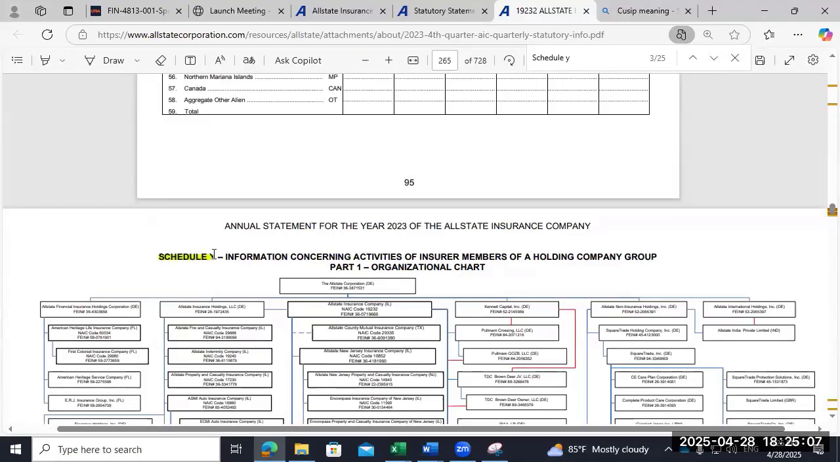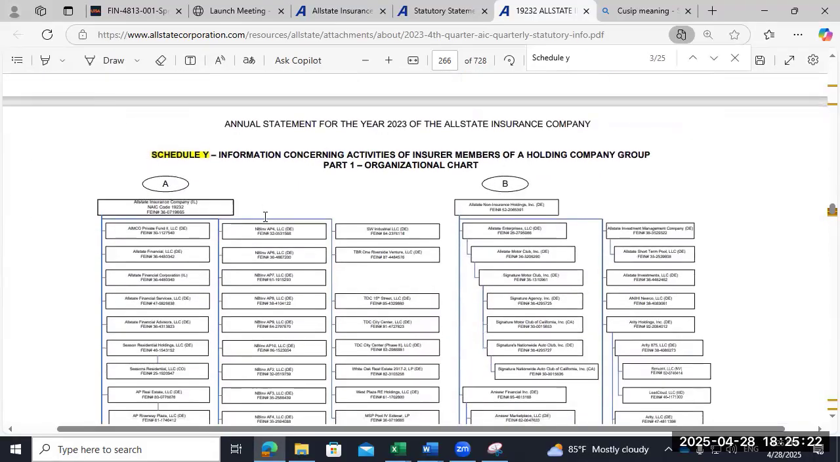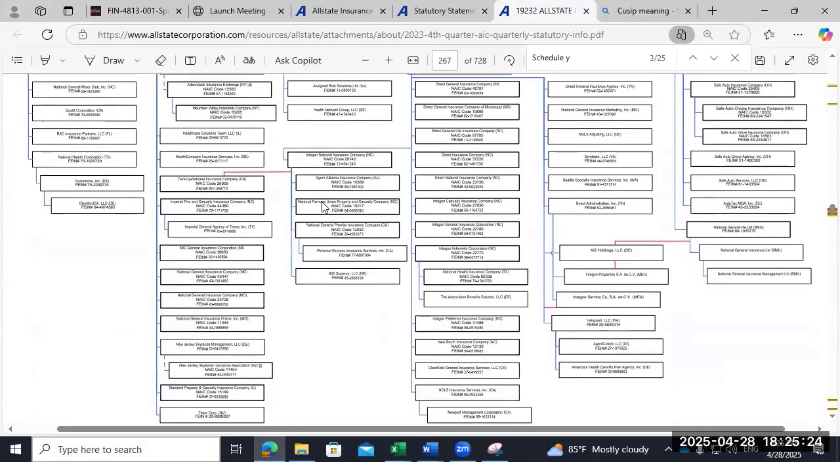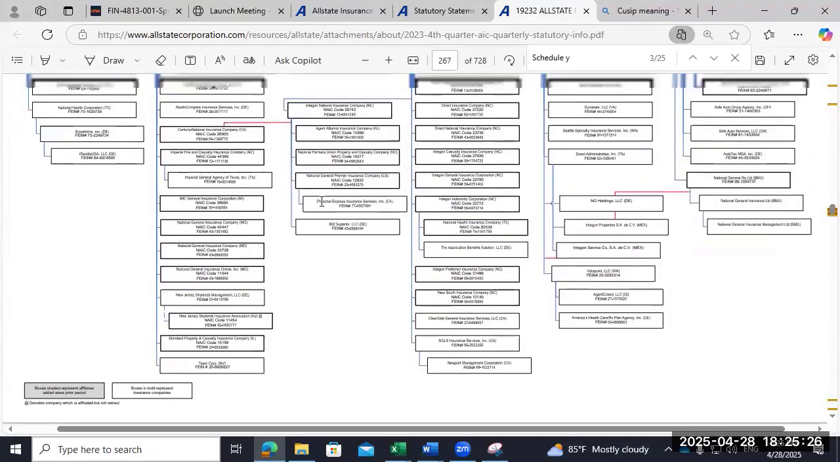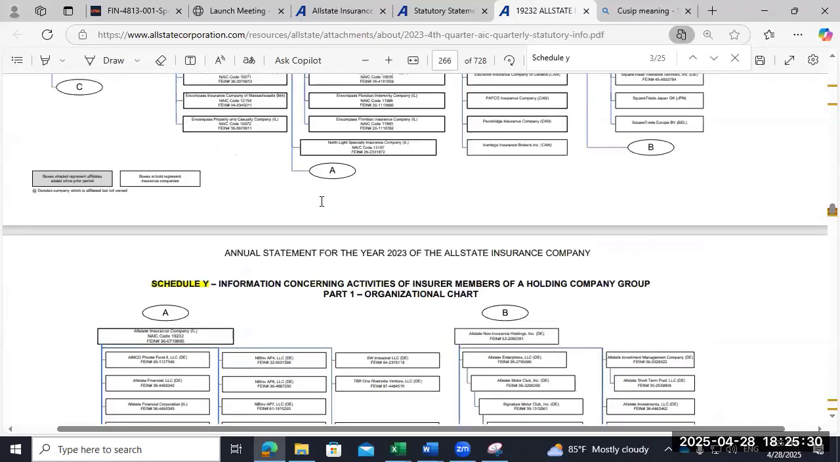All right. So the other thing you might do if you interview with a firm, you might look at their Schedule Y because it shows you every single company in the whole corporate structure. So if you look at this, this is Allstate. Here's their Schedule Y. Here's more Schedule Y. Here's more Schedule Y. That's all the companies. Did you know Allstate owned that many companies?